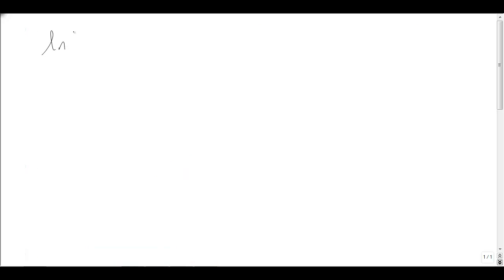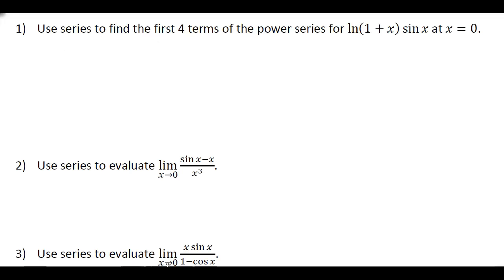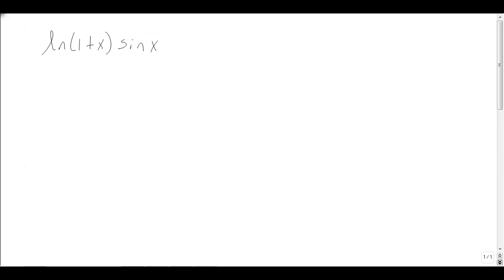So we're doing natural log 1 plus x times sine x, and what we wanted was the first four terms. Okay, so what we're going to do here is replace natural log 1 plus x and sine x with the respective Taylor series.